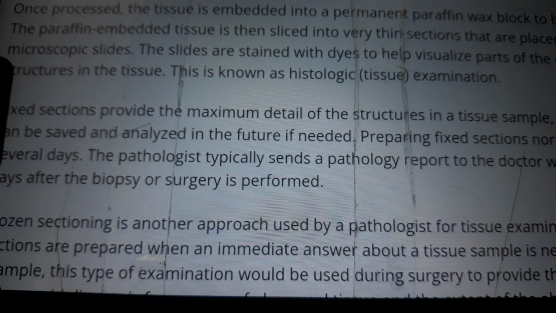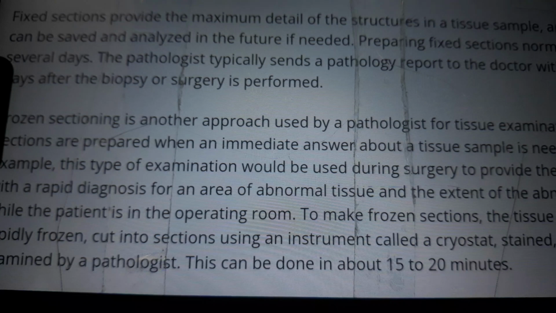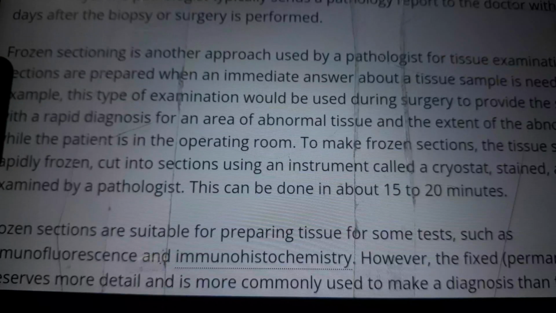Slides are stained with dyes to help visualize parts of the cell and structure in the tissue. This is known as histologic tissue examination. And then the fixed sections provide the maximum detail of the structures in a tissue sample, and they can be saved and analyzed in the future if needed. Prepared fixed sections normally takes several days. The pathologist typically sends a pathology report to the doctor within 10 days after the biopsy or surgery is performed.